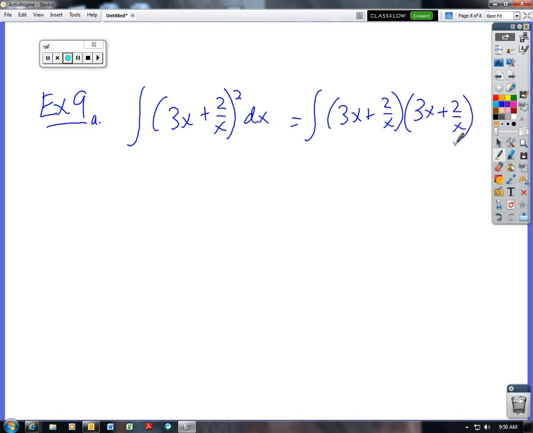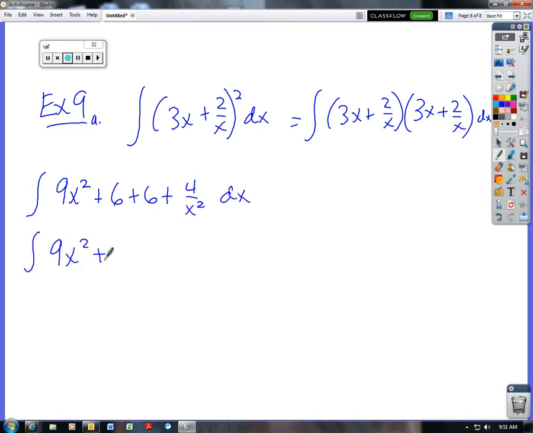Like so. So I'm going to have the integral of 9x squared. The outers are going to be 6, because those x's will cancel, and then the inners are also going to be 6. And the last will be 4 over x squared. So I'm going to combine like terms. And now I've got it in a form that I can integrate.